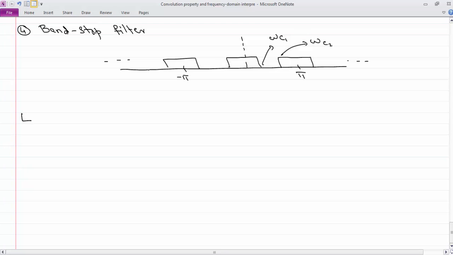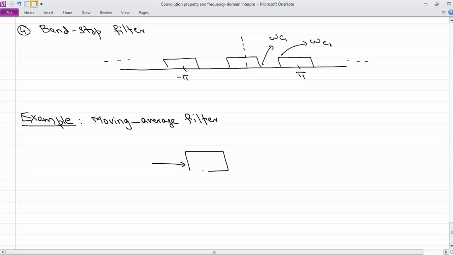So let's consider now an example of a filter which is widely used in a number of areas. It's called the moving average filter. The most common use of that, if you go to stock markets or you look at stock analysis, it's very commonly used in financial markets where people will be talking about 150-day moving average or 250-day moving average.